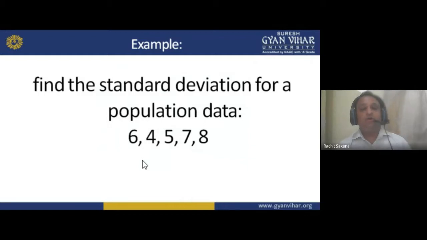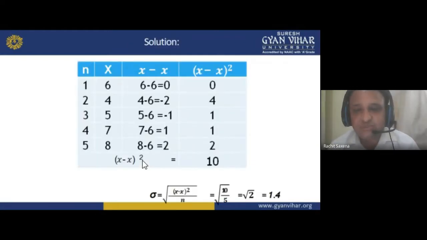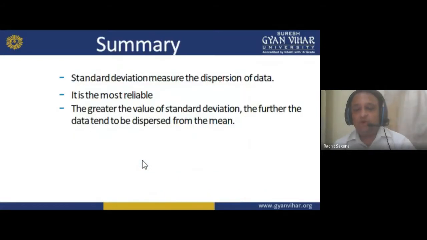If I talk about the measurement errors here, many errors are given to you and you have to calculate them in this manner, the population manner. Take this formula, make a table and calculate like this. Your answer will be variance is 2 and standard deviation is 1.4. I hope you understand. Now, this is all about my lecture.